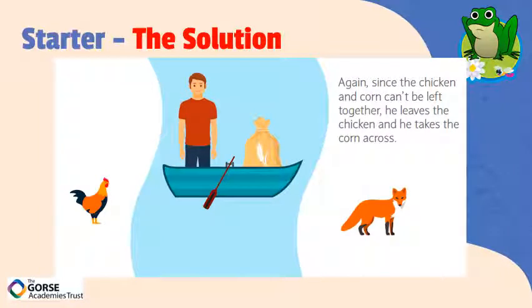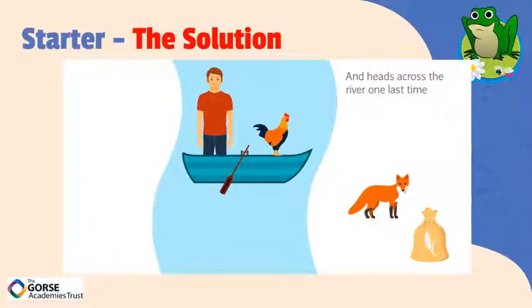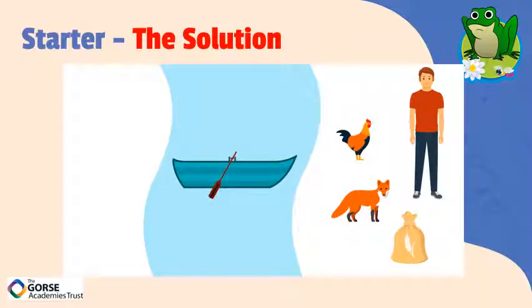So he takes the chicken back to where he started, leaving the fox on his own. He then leaves the chicken on its own and takes the grain over. He then leaves the grain with the fox and goes back for the chicken. He then picks up the chicken and goes back across the river one last time. And now everyone has made it across safely and all in one piece. Phew!